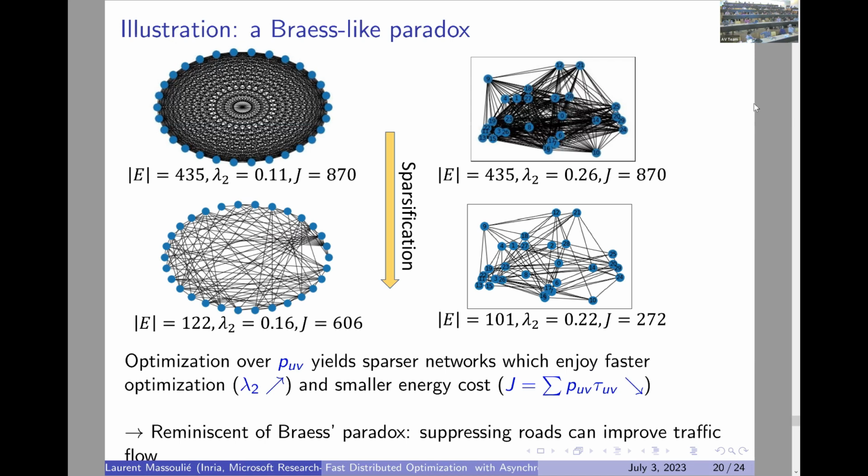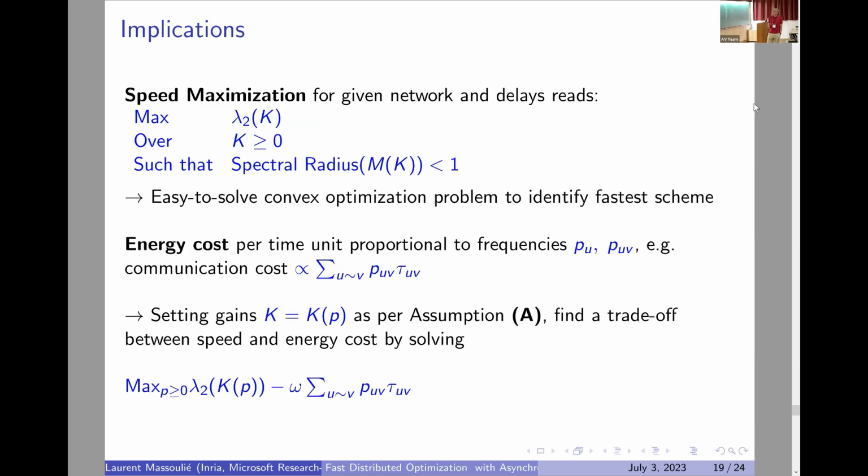So I start with an initial graph. For instance, here it's a complete graph where I pick P all equal to 1. And the delays, I think we picked uniformly at random between 1 and 2 or something like that. Now we let the P evolve so as to maximize the function like that, trying to get a good trade-off between speed and the energy cost that we measure by this.